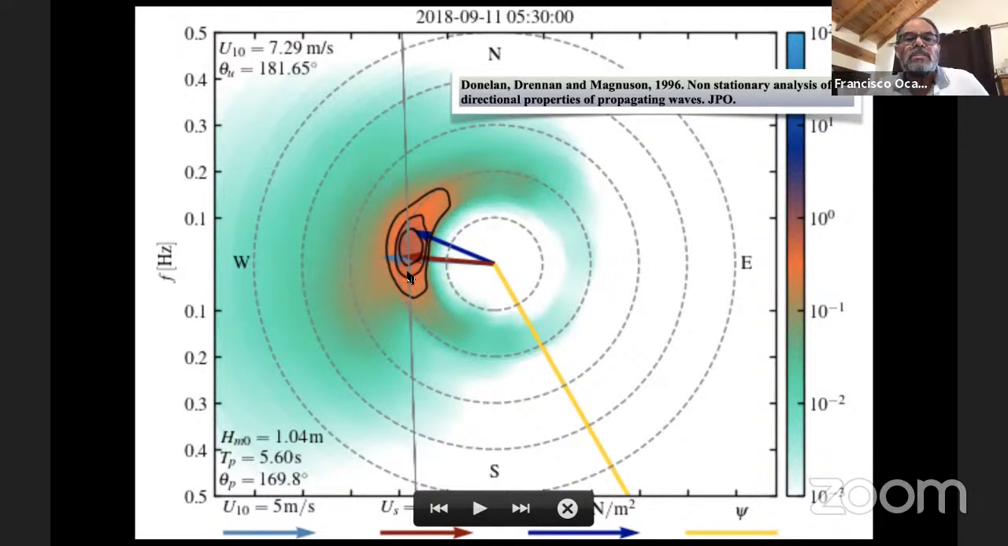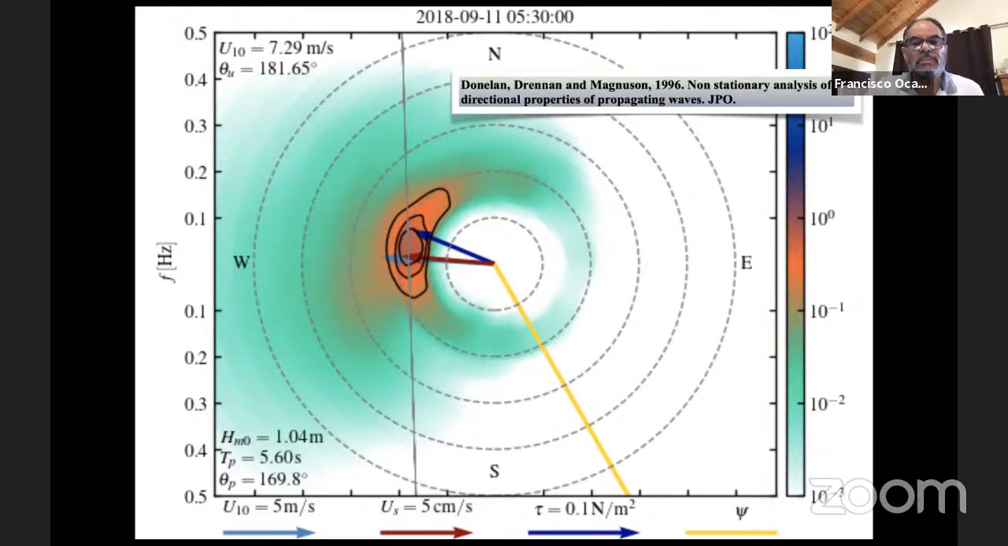The colors are energy density spectrum for each frequency. Every circle is 0.1, 0.2, 0.3 hertz, and direction, which is north, east, south, and west. So this particular plot, which is the result from half an hour of data starting at 5:30 of the 11th of September in 2018, indicates that the main wave energy was traveling to the west, and the waves spectral peak was about 0.2 hertz in frequency.